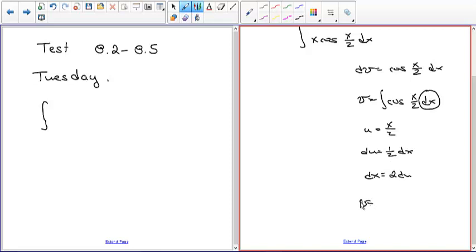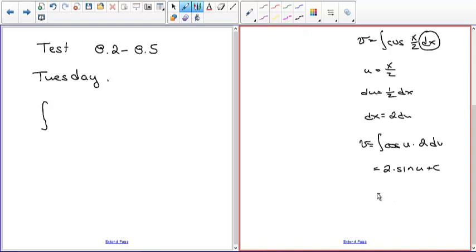So when you actually integrate this, you'll have the cosine of u times 2 du. So the 2 comes out. The integral of the cosine is the sine. And then you plug u back in, so you get 2 times the sine of x over 2. Okay, so that's the integration.